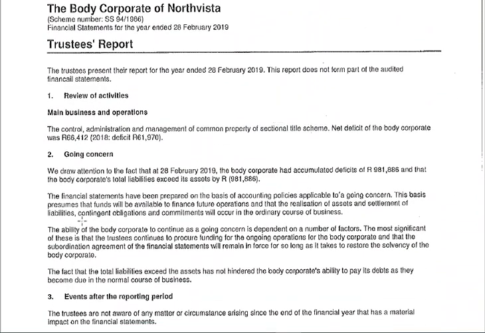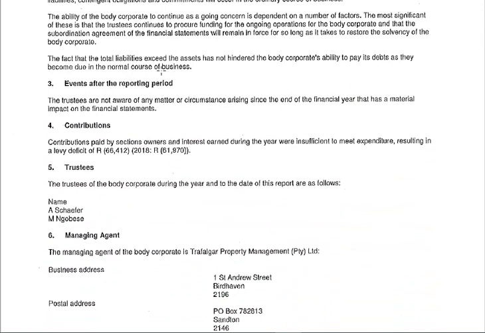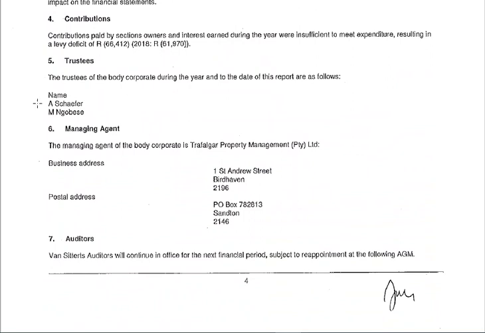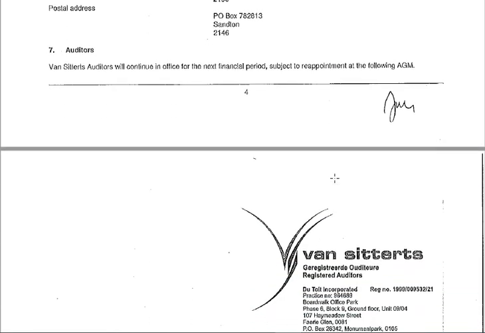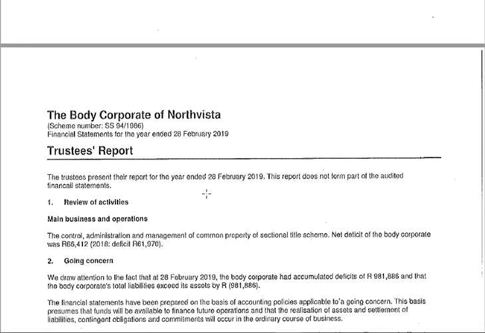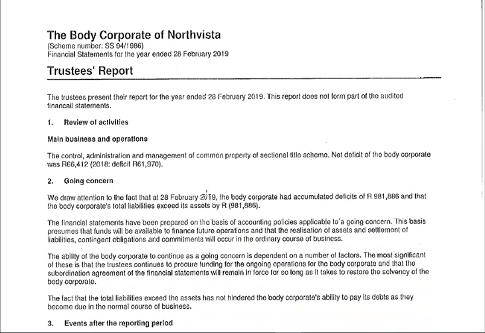The next is the actual trustees report. This is mandatory for a set of financial statements, and it just discloses certain categories and criteria that have happened during the year. So it gives your main business and operations, going concern, are the events off the balance sheet, and who are the trustees. And some of the information is the same as what's in the general information page on page 2. And then whether the auditors are going to be proposed for the next AGM. It's also usually standard and structured on what information is put on.